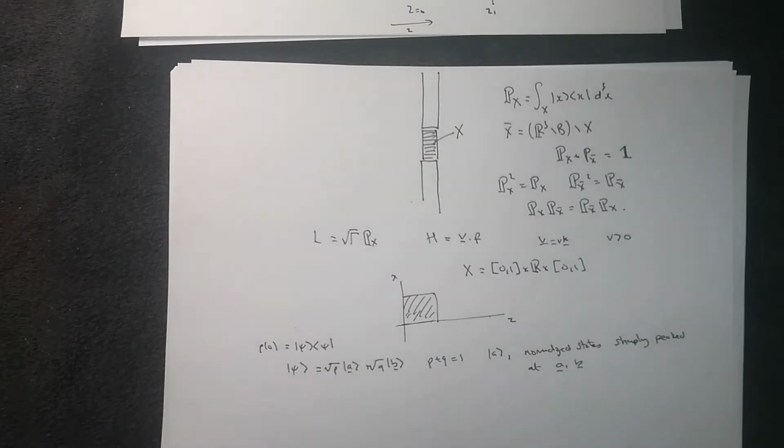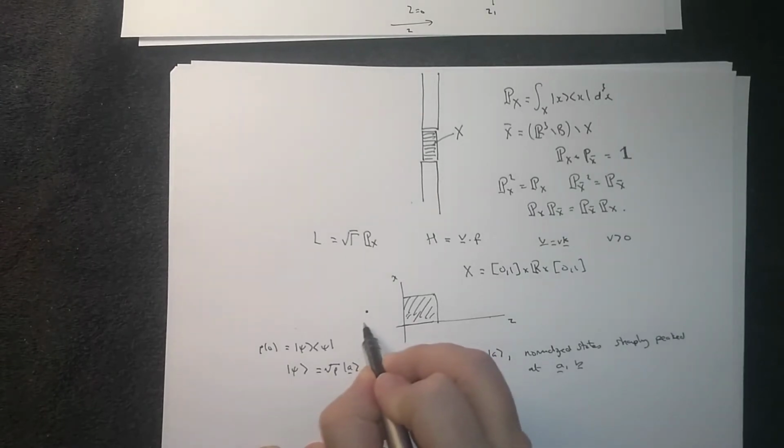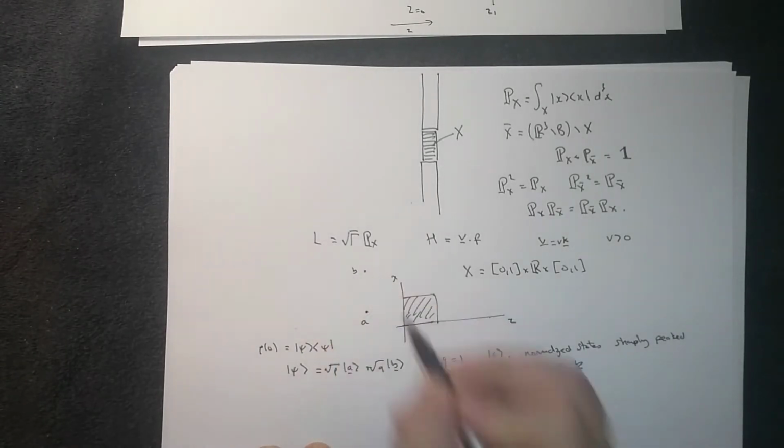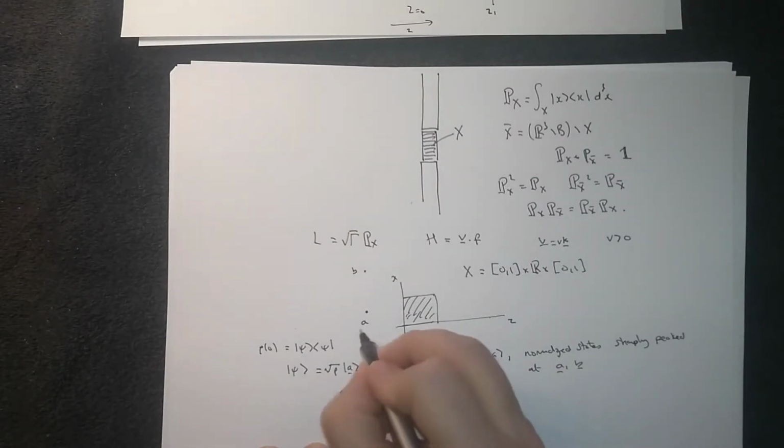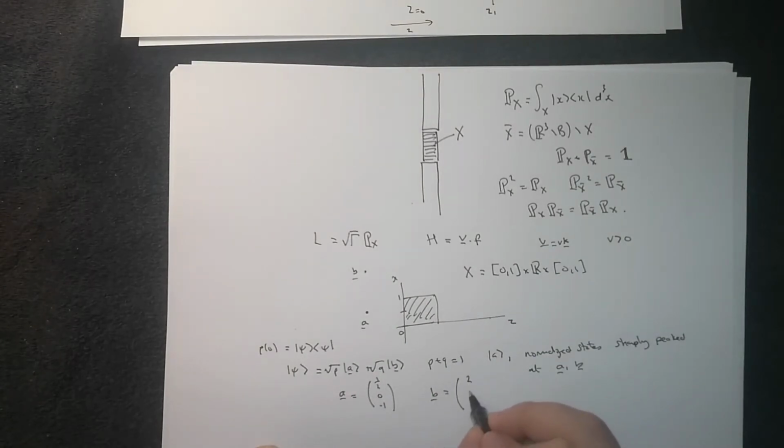Ideally I'd make them position eigenstates, but if I do, then they would not be normalizable. So instead I'd make them Gaussian, concentrated at A and B. We'll start off with A being here and B being up here. So perhaps A can be a half, naught, minus 1. So that's naught, that's 1, that's a half. B will have as 2, naught, minus 1.